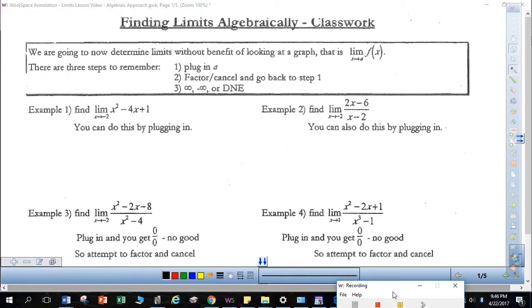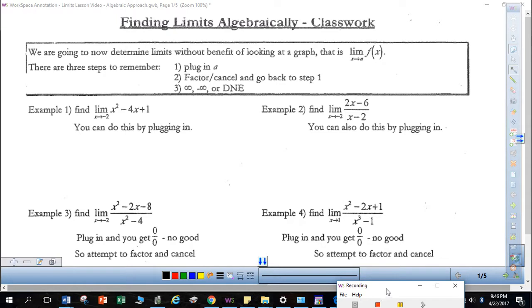Today we are going to look at finding limits algebraically. This lesson is meant to be a continuation of the first lesson called A Graphical Approach to Limits. If you have not watched the first video about the graphical approach, please go back and watch that now. You can also find that on my website before continuing with this one. Today we're going to determine limits without the benefit of looking at a graph.